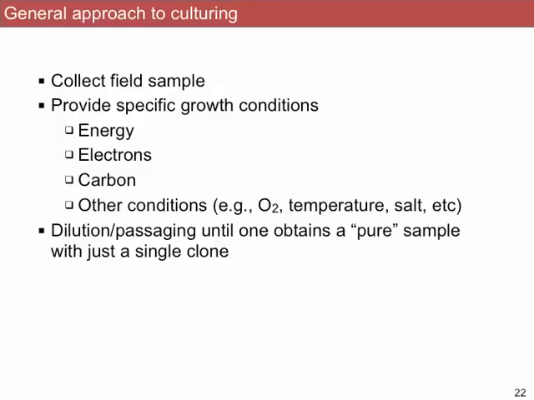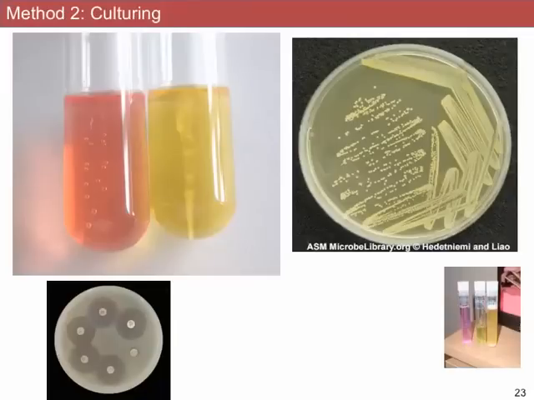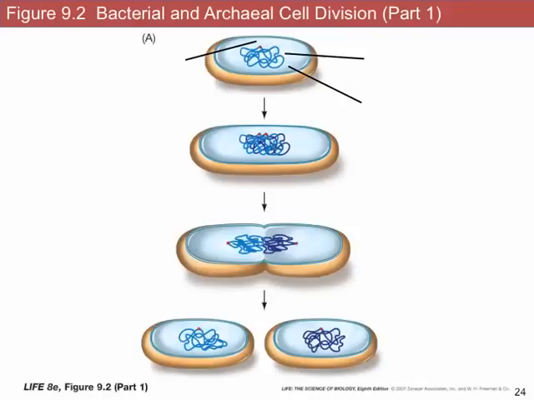This is an example of growing things in a test tube. You can also grow them on plates, where you put a jello-like substance called agar that you're growing things on. The reason this works is that when you isolate a single cell and then let it grow, it reproduces asexually. This is what you really want to have happen.